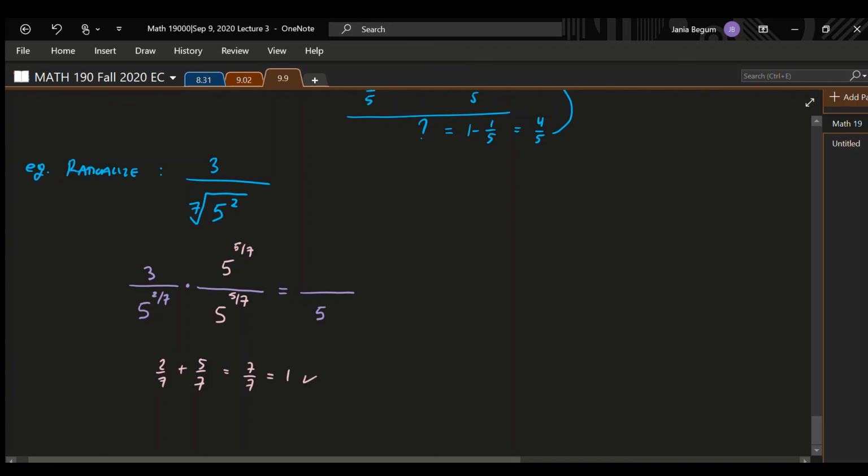Check. Success, right? And then we just take care of the top. So that's 3 times 5 to the 5 over 7. And you leave it right there. That's rationalized. Any questions on this?